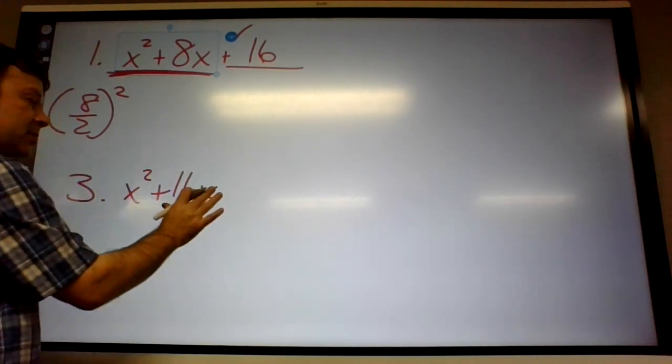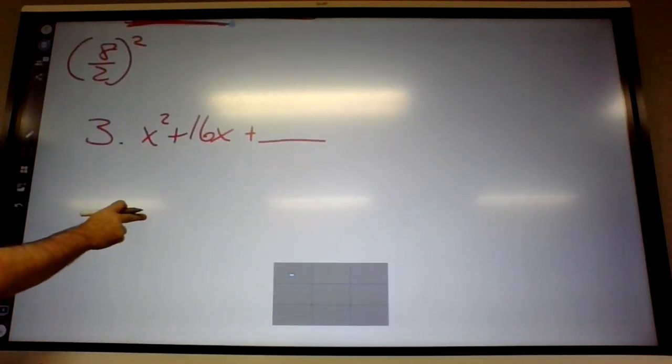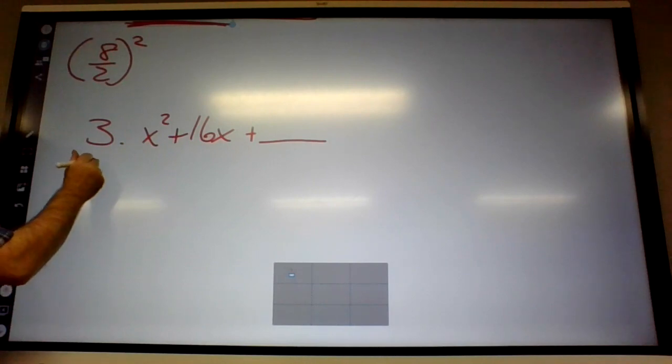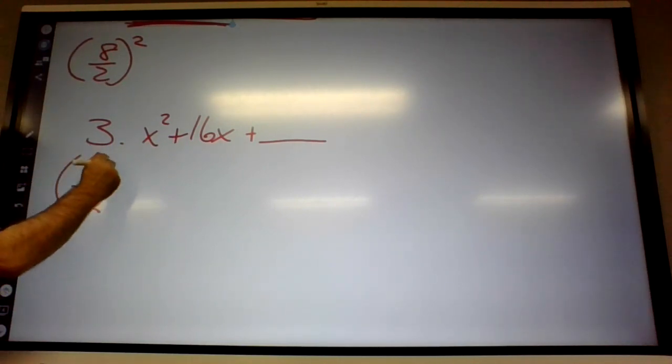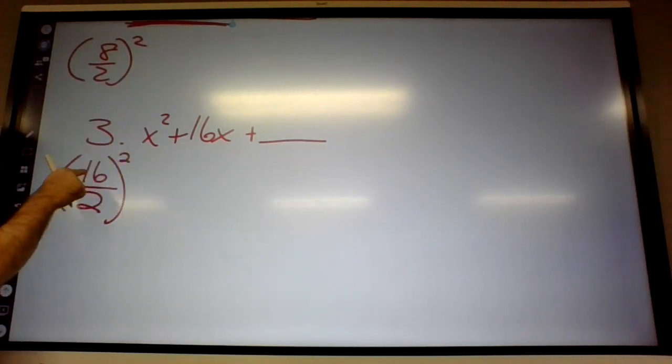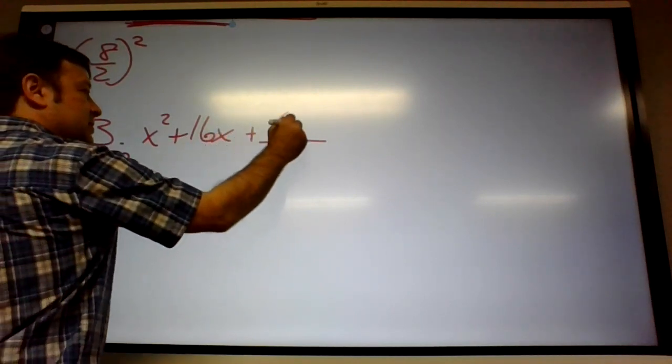Okay, this is what the book wrote, and this is what we're going to fill in right here. Okay, so it's going to be 16 divided by 2 squared. 16 divided by 2 is 8, squared is 64.